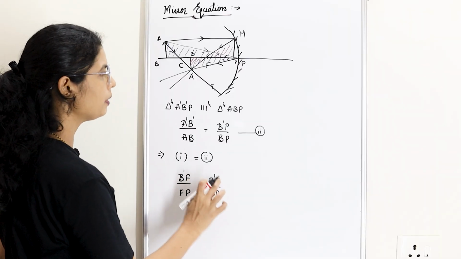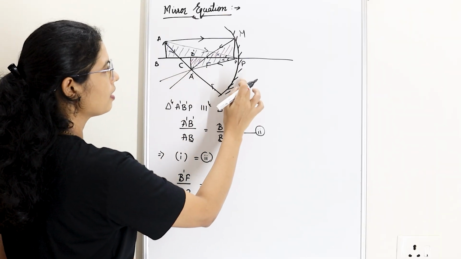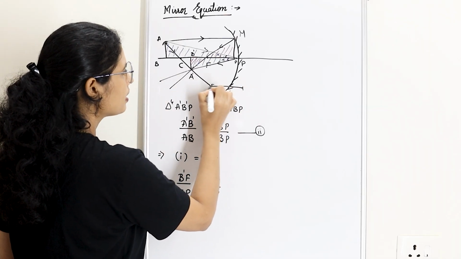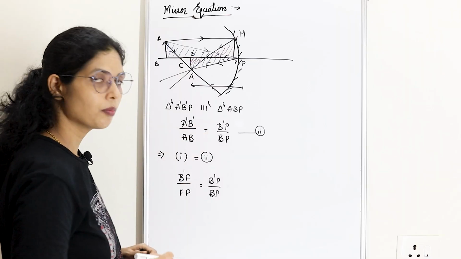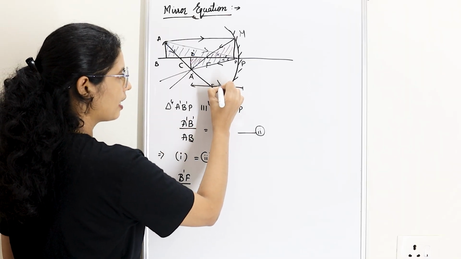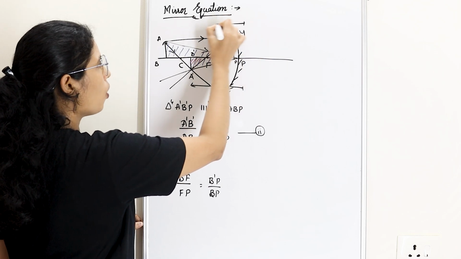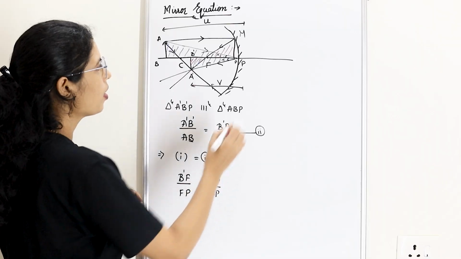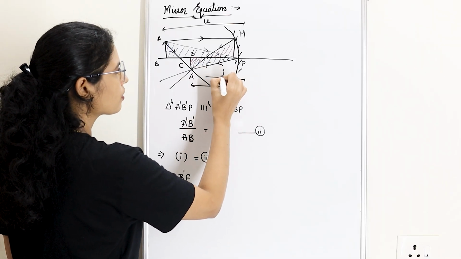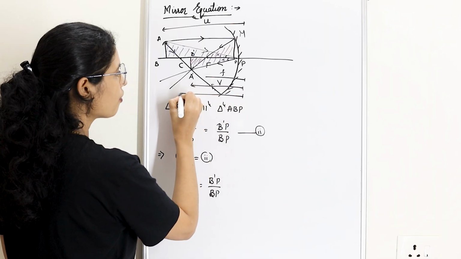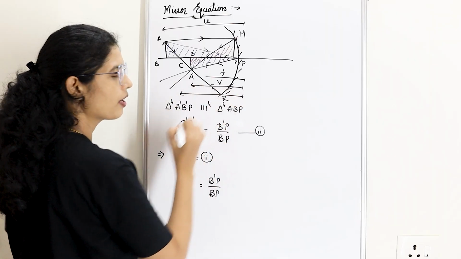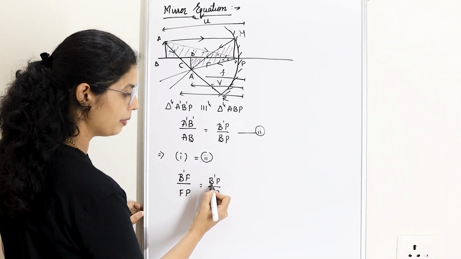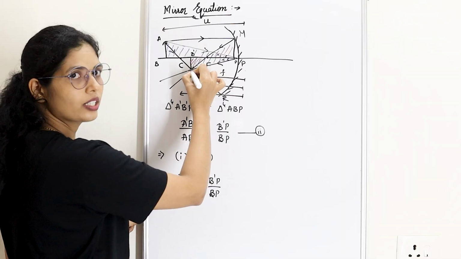Okay, what is B dash P? B dash P is the distance from the pole to the image. What is the distance from pole to image? Pole to image is image distance, that is V. Pole to object is object distance, that is U. Right? Pole to principal focus is focal length. Pole to center of curvature is radius of curvature. Right? So now pole to B dash, that is pole to image, is image distance.